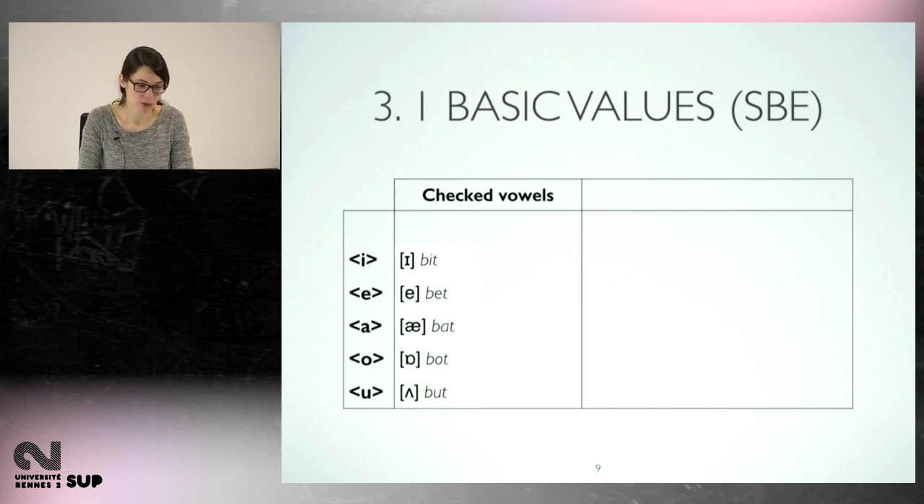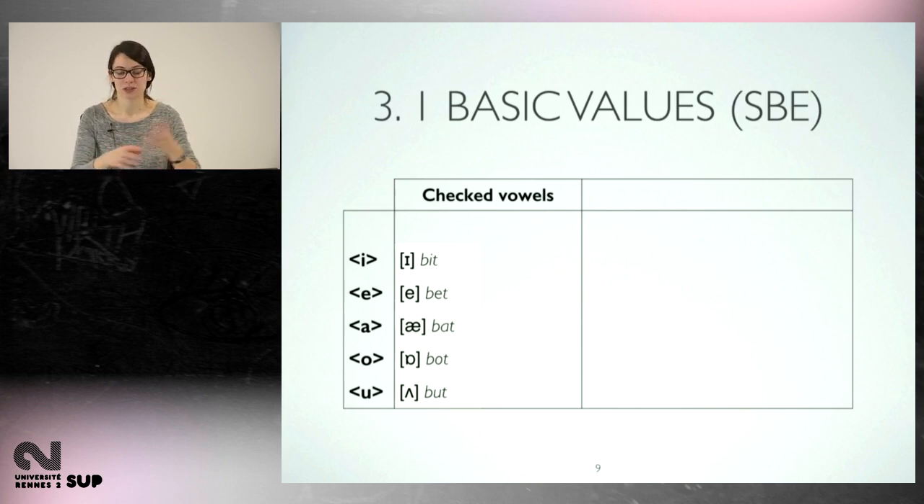So here what you should note is that the basic value for the U vowel, that is the basic checked value for this vowel, is the vowel in but and not the vowel in put, which is something that you might have thought to begin with. That is not U as in put, for instance. The basic checked value for U is the vowel in but. Why?